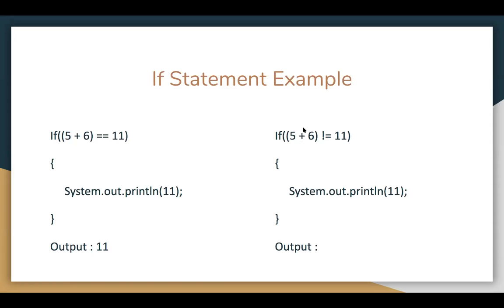On the right side, you see it's basically the same example, but changing the equals to exclamation point equals. Since 5 plus 6 equals 11, and 11 is actually equal to 11, this expression evaluates to false. And since it evaluates to false, it skips over this block and outputs nothing.